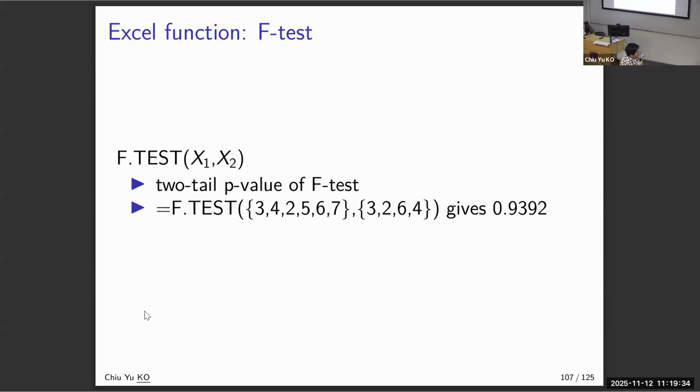And remember, this is a right tail. So this is a two-tail p-value. Okay, the two-tail p-value, so we can directly know the answer. We don't have to worry about left tail, right tail.